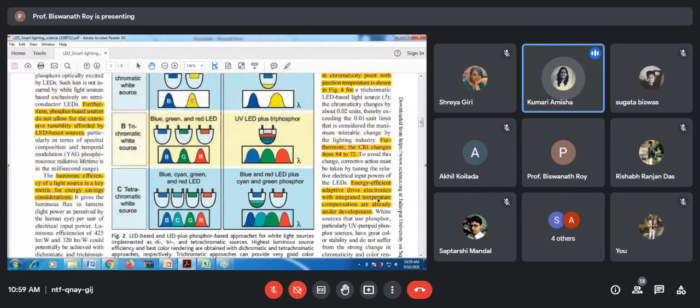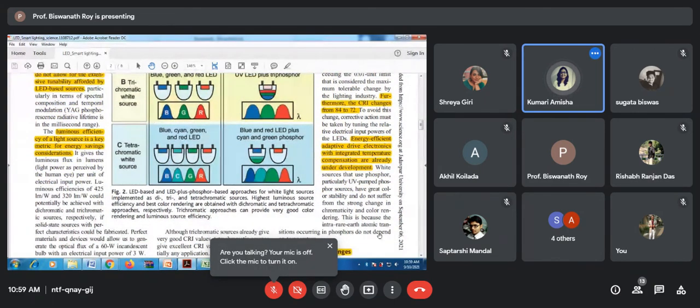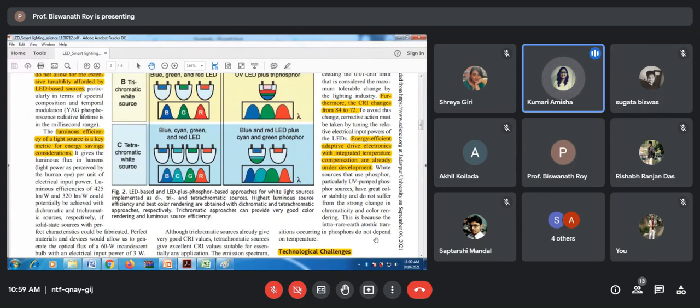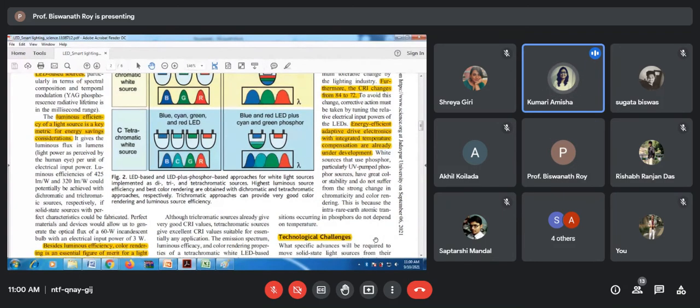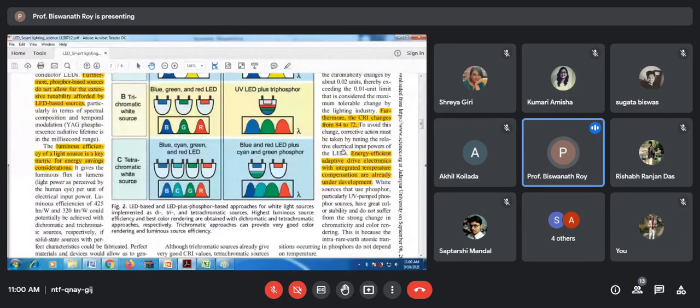Read here, we will read only this much today. Read here, what you were reading. Energy efficient adaptive drive electronics with integrated temperature compensation are already under development. White sources that use phosphor, particularly UV pumped phosphor sources, have great color stability and do not suffer from strong change in chromaticity and color rendering. This is because the intra-rare earth atomic transitions occurring in phosphors do not depend on temperature.